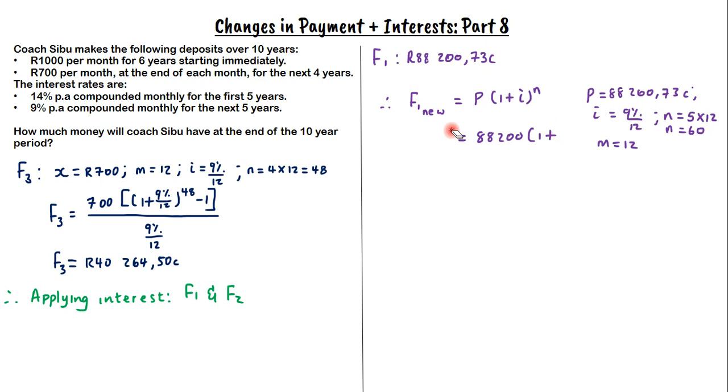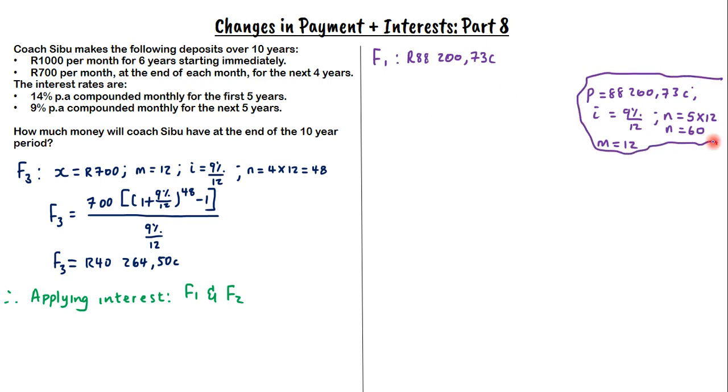Okay, so now that's what I'm going to be applying in there. I can see that I don't have space now, so let me rather take this and hide it like that. Okay, so now, to calculate my new future value, I will say it's P into 1 plus i to the power of n. Now 88,200 into 1 plus 9% over 12 to the power of 60, and then I'm going to get my value.